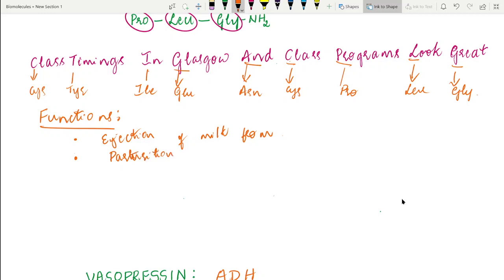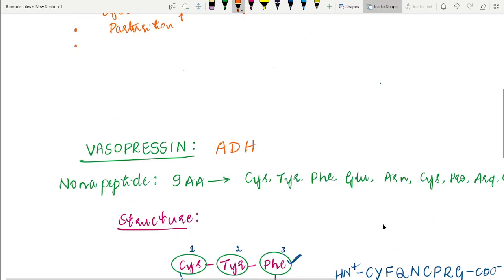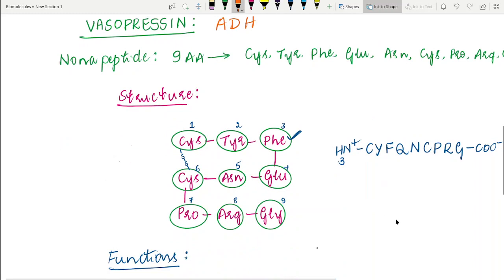The third function is that during menstruation also it stimulates the contraction of the smooth muscles of the endometrium. These are the three different functions of oxytocin. And now let us know about the structure and functions of vasopressin.